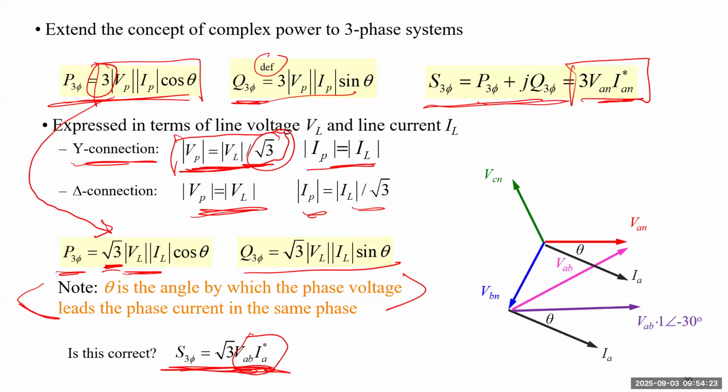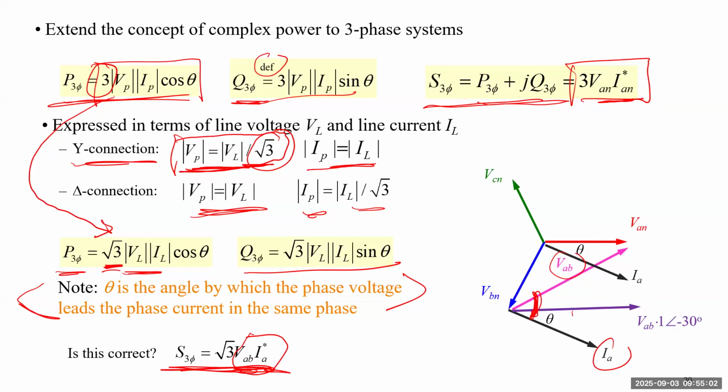So if you use VAB and IA to calculate complex power, you actually assume this one will be the power factor angle, but actually it's not. If you turn the IAB by 30 degrees clockwise, you'll get this purple phasor, which is IAB. This means multiplying by a phasor which has length of 1 and angle -30 degrees, so this is turning the VAB by 30 degrees clockwise.